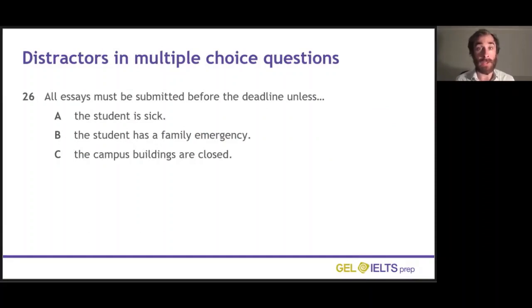Here is an example of a multiple choice question. In this case, the distractors are the options of the question. You will hear the recording speak about all 3 options, but of course, only one of them will be correct. Let's read the question. All essays must be submitted before the deadline, unless. So this word unless suggests that these options are the exception to this rule. So the rule is the essays must be submitted before the deadline, but one of these is the correct exception to that rule.